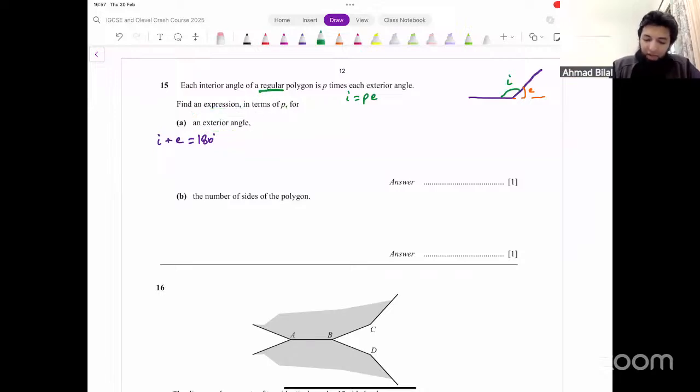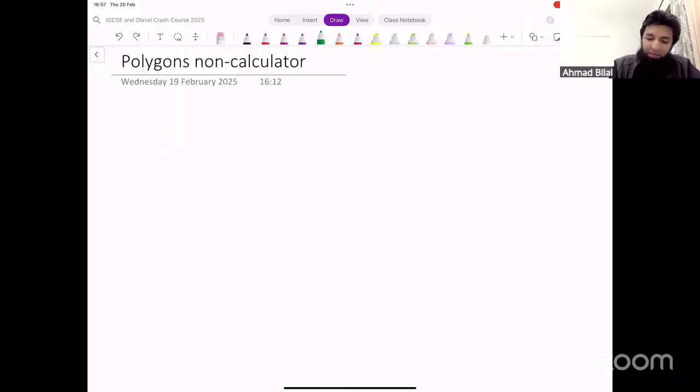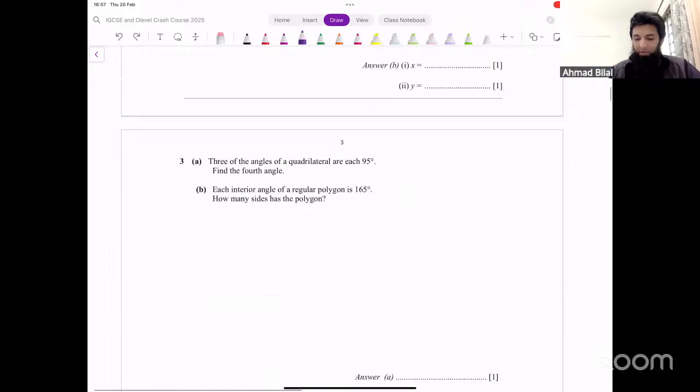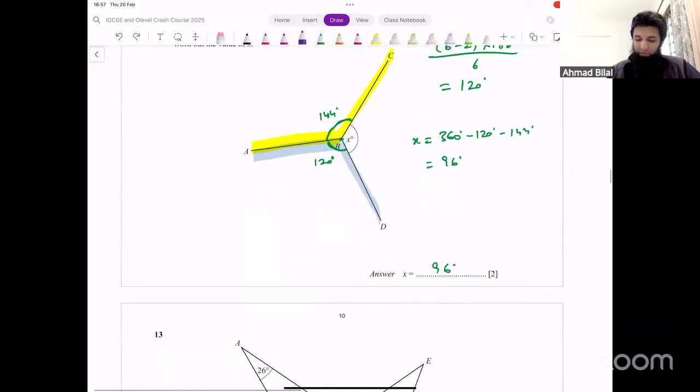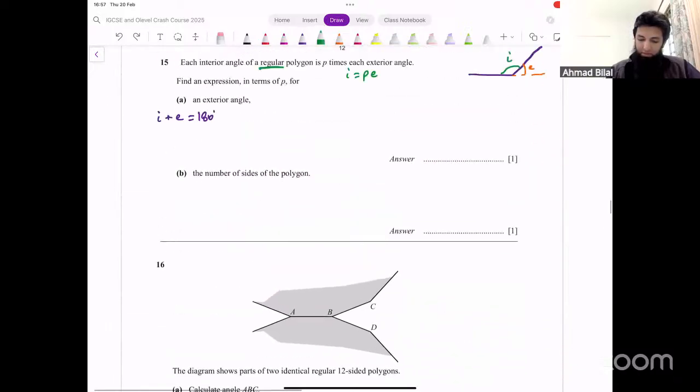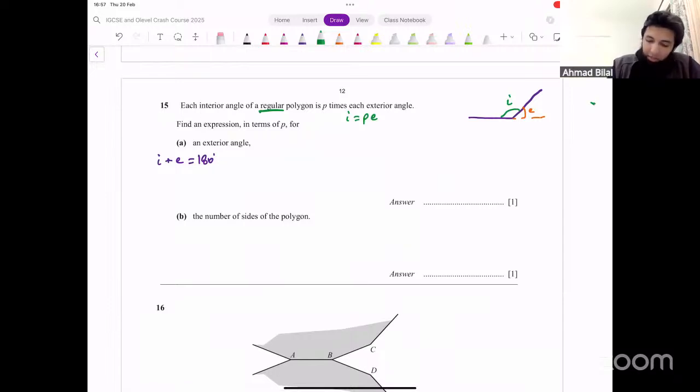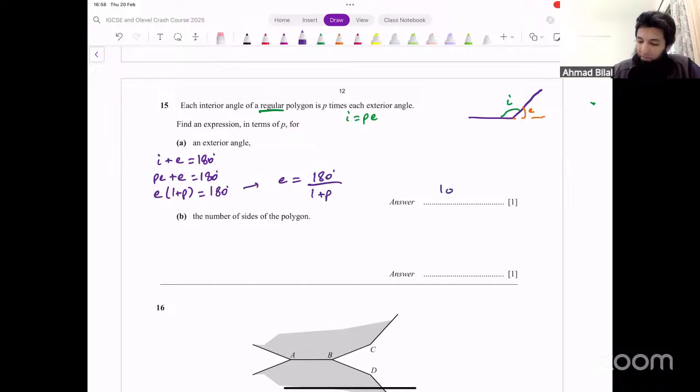In place of I here, I can input p times e. Let's see what we get from that then. In place of I, we can input p times e, and that becomes pe plus e, that equals 180. Make e the subject. If you take e common on the left side, you get e times 1 plus p, that equals 180. And this is going to result in each exterior angle being 180 over 1 plus p. That's what you write here. This is each exterior angle in terms of p.